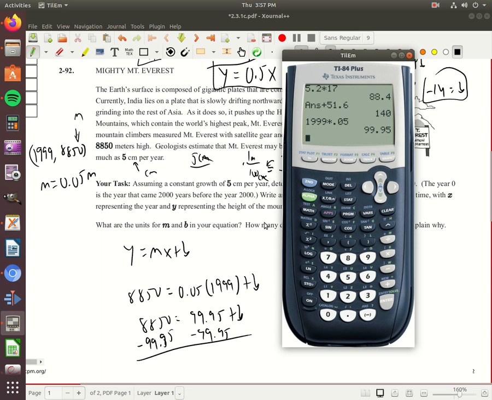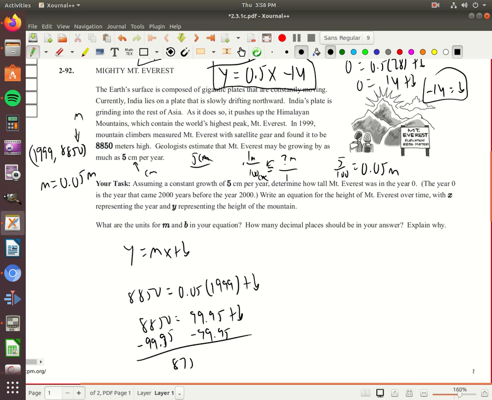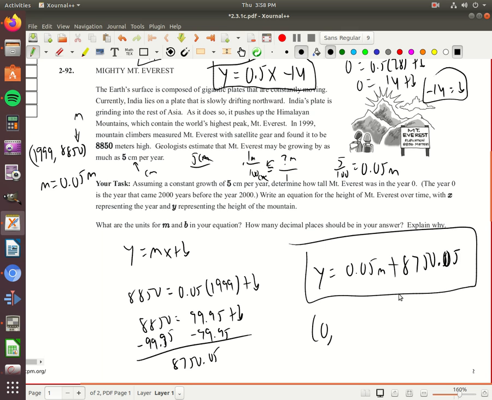I'll grab my calculator. I will get 8850 minus 99.95, and we'll get 8750.05. So our equation will be y equals 0.05x plus 8750.05, which means in year 0, we think Mount Everest was 8,750.05 meters.